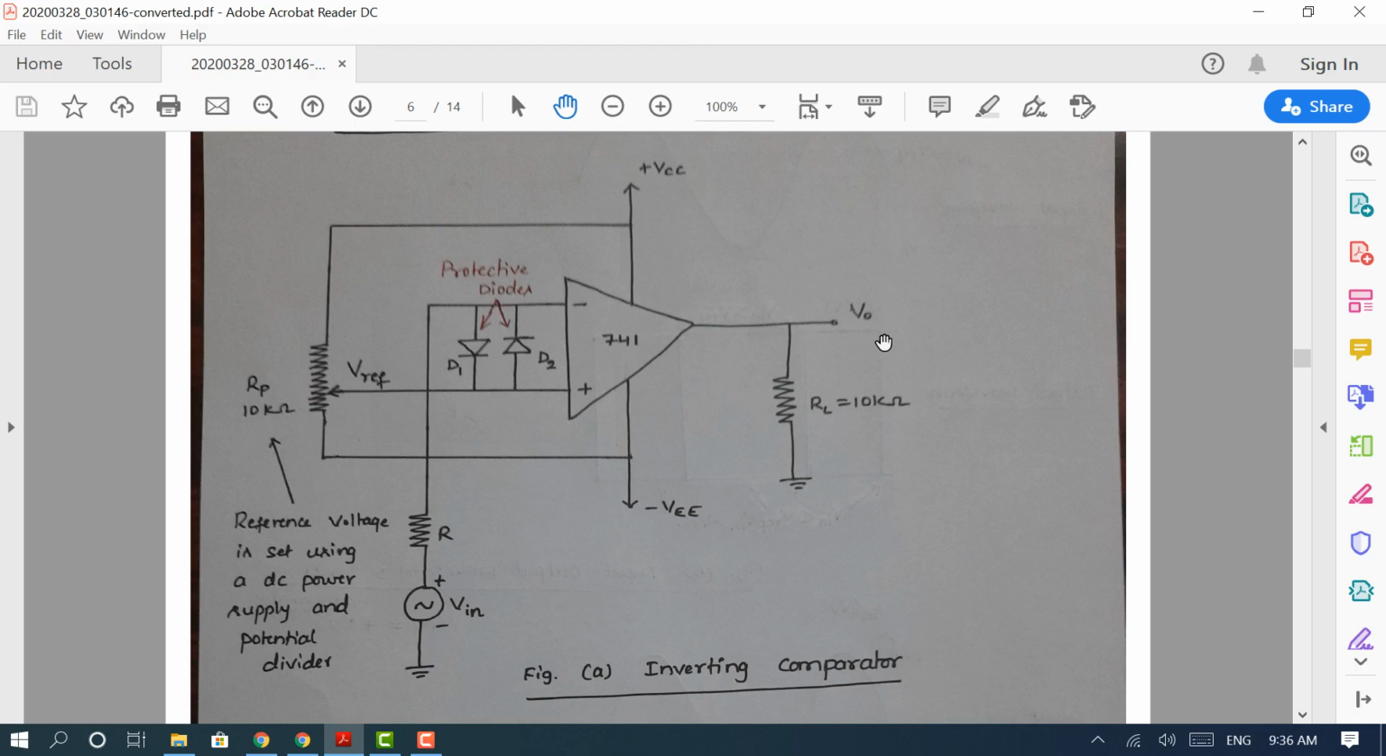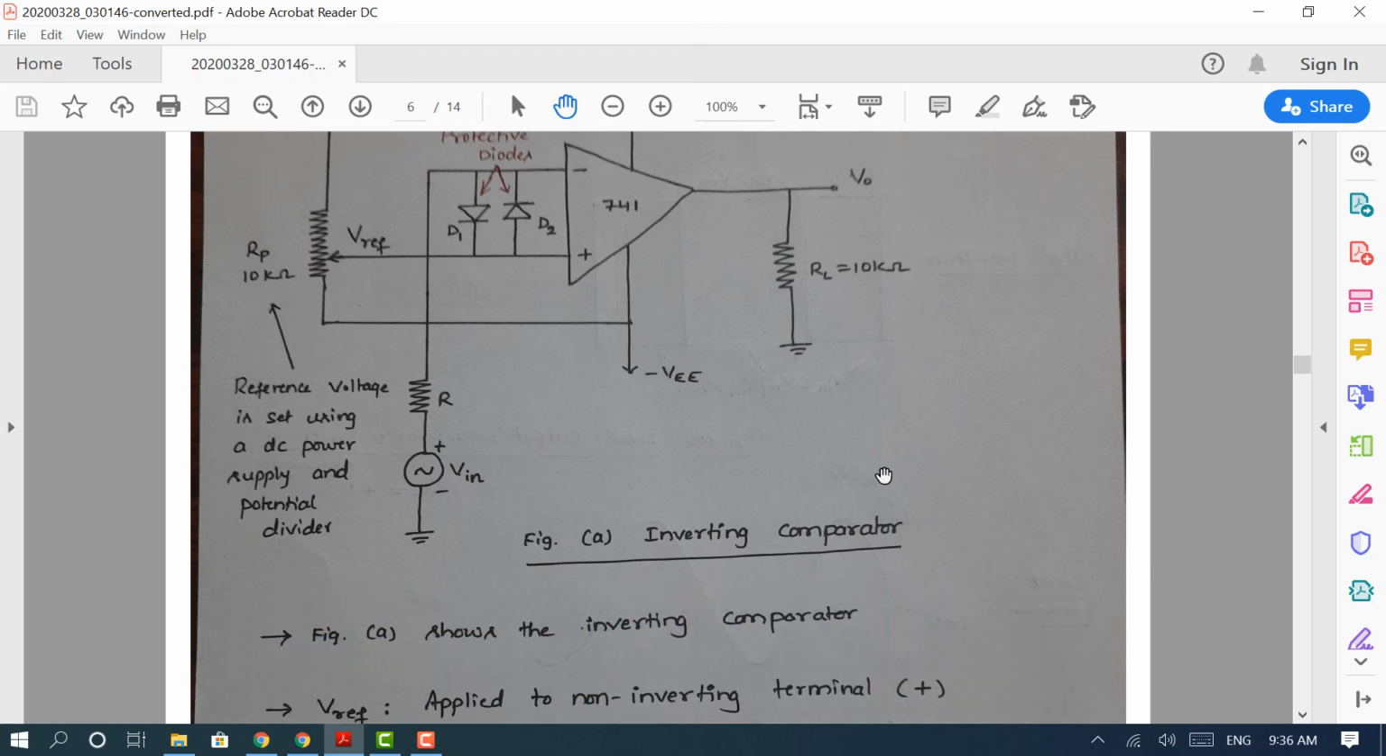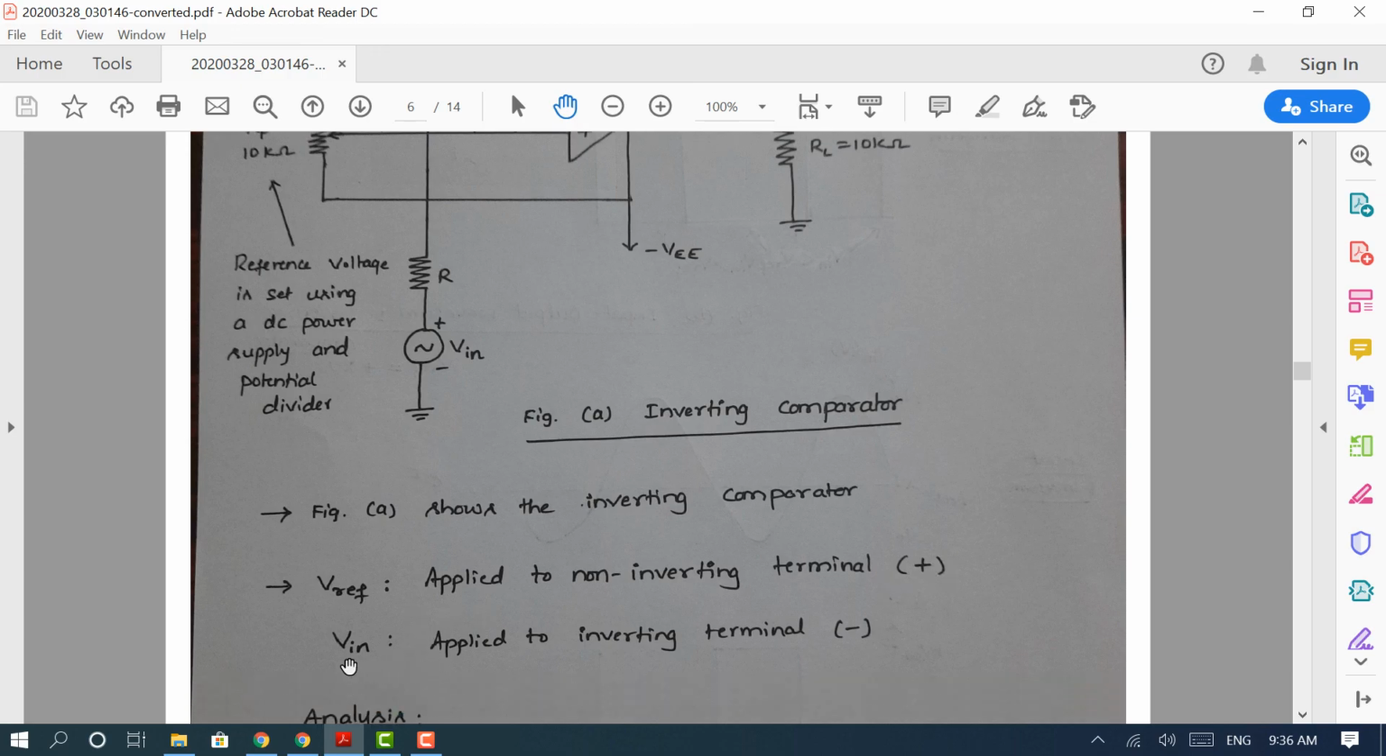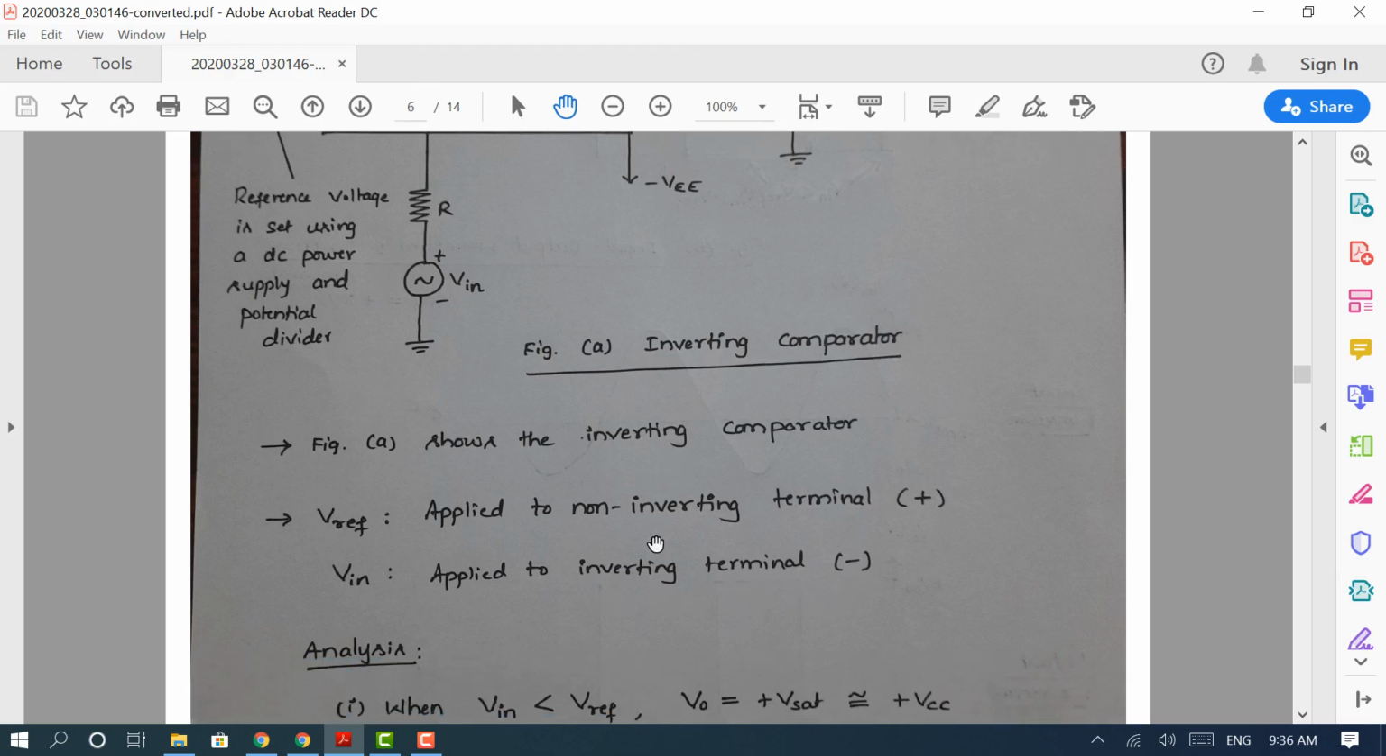The output voltage once again stays at either plus Vsat or minus Vsat, depending upon the input voltage and the reference voltage. Now let us take two cases once again. This is the inverting comparator. V reference is the voltage that is applied to the non-inverting terminal, which is of plus sign. V in is the time varying signal applied to the inverting terminal. That's why this comparator is called an inverting comparator.